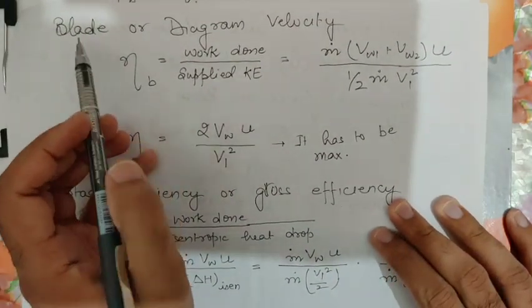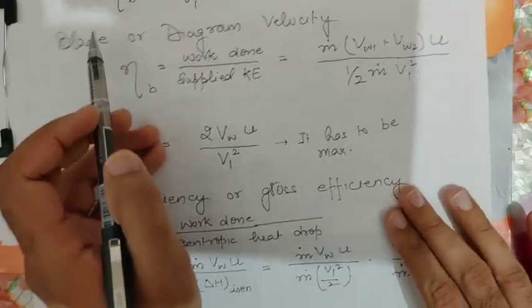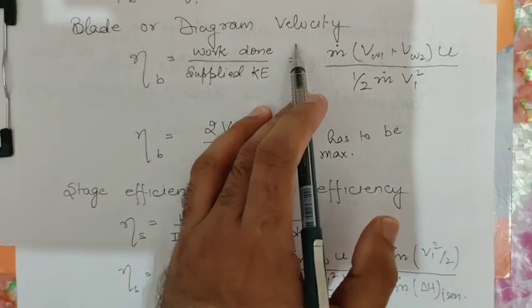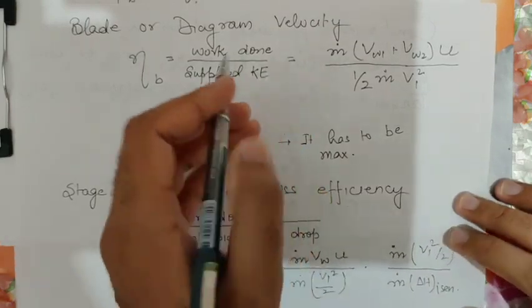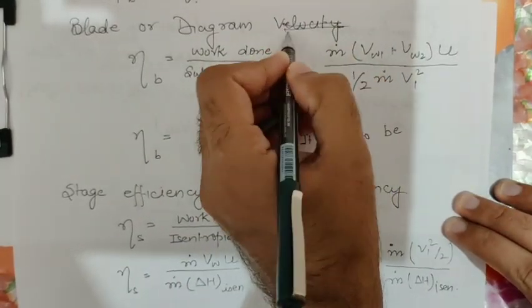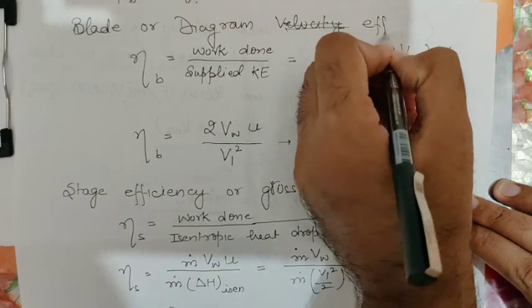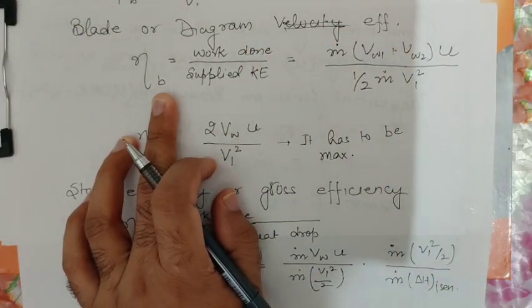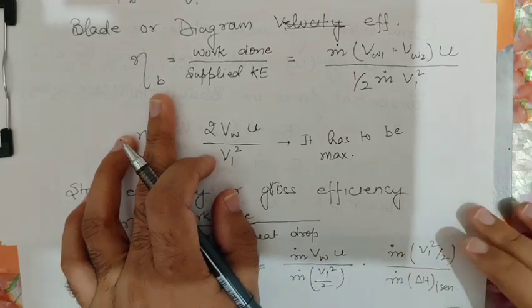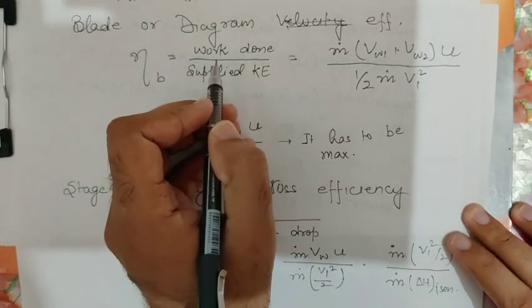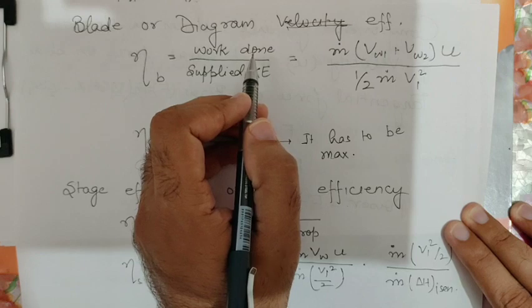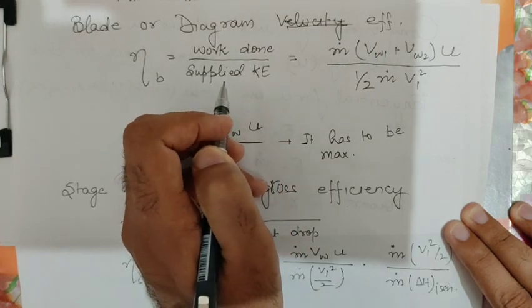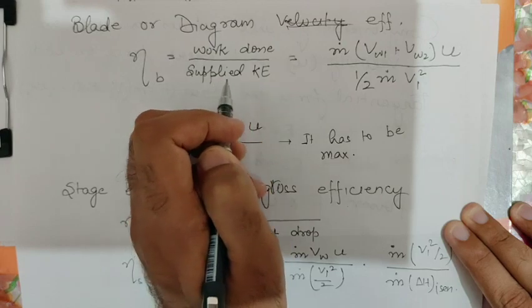Now, blade or diagram efficiency. Sorry, this is not velocity, this is efficiency. This is blade or diagram efficiency. Blade efficiency is given by the work done by the blade divided by the kinetic energy that is supplied to the blade.